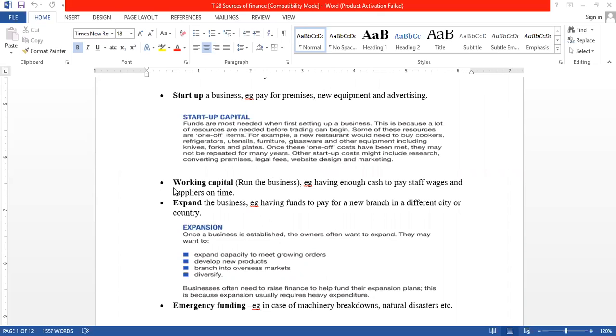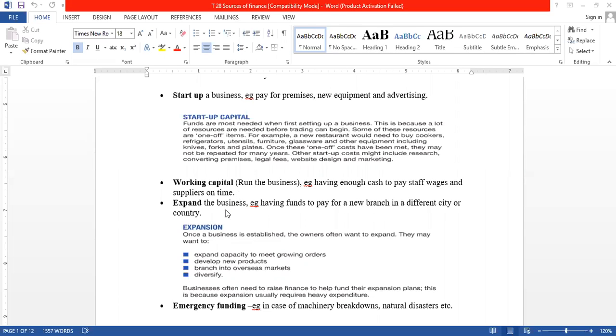The second point, the working capital or running the business. When you want to run the business, you must have enough cash to pay your staff wages and suppliers on time. I think I explained this, working capital means circulating capital. You need to have some kind of money in order to pay your day-to-day expenses.